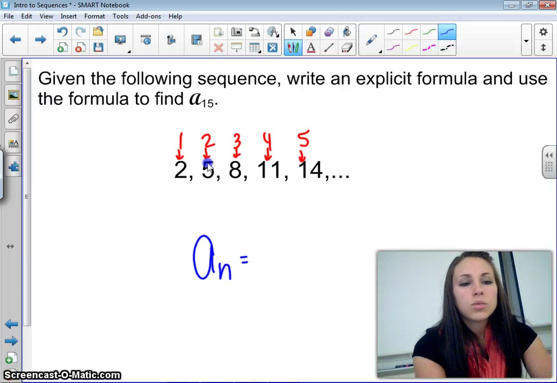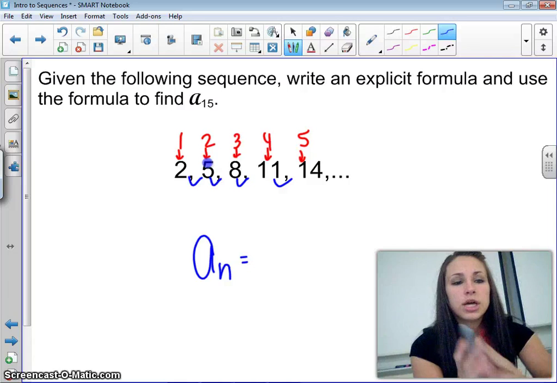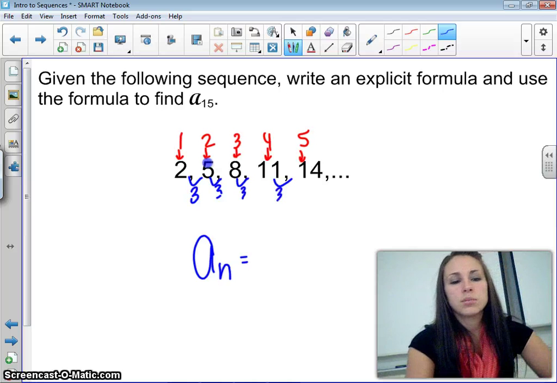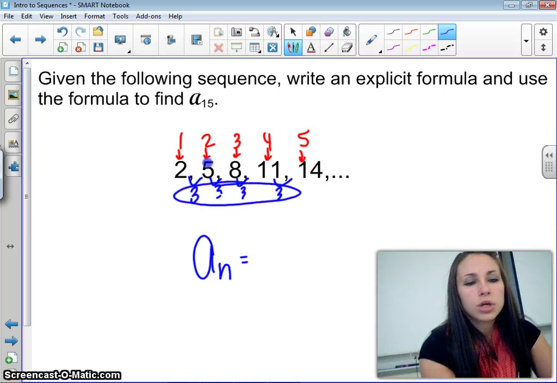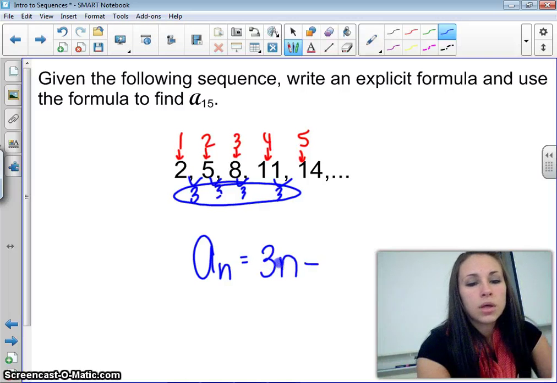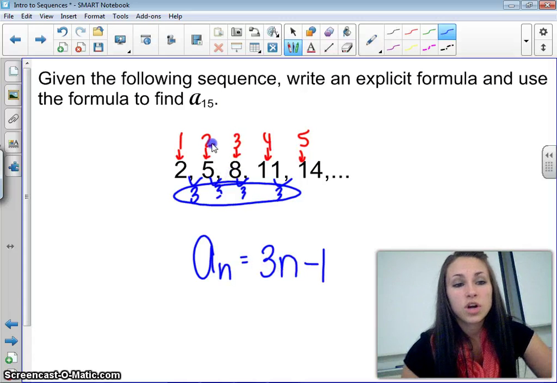An easy way to go about doing this is, if these numbers down here increase by the same amount each time, and they do, so 2 plus 3 would give me 5, 5 plus 3 would give me 8, 8 plus 3 would give me 11. So these are increasing by 3. Whatever this number is, that is the number that is going to go in front of n in an explicit formula. So if I use what I have so far, 3n, 1 times 3 would give me 3, and I would have to subtract 1 to get to 2. Then I'm going to check this to make sure it works for all of them, and it should.